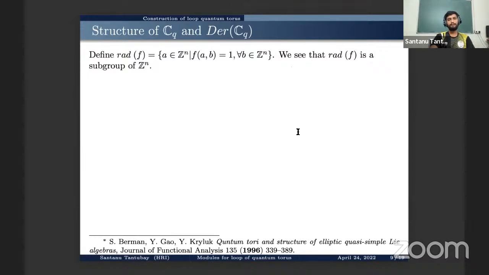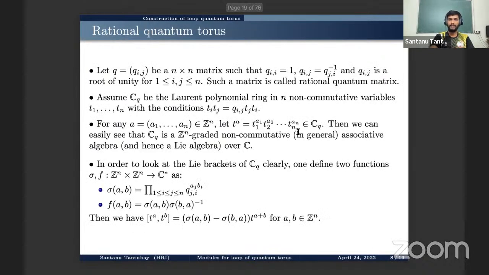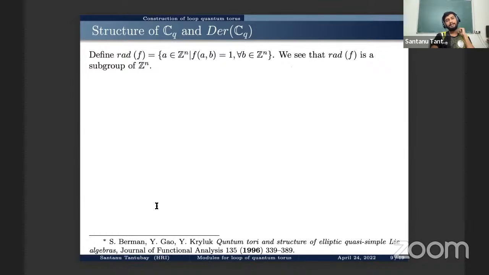Now we define a subgroup of Zn. The radical of f is the set of all points a in Zn such that f(a, b) is 1 for every point b in Zn. That means the radical of f will contain the set of all a in Zn such that sigma(a,b) is sigma(b,a), from this f(a,b) equals sigma(a,b) times sigma(b,a) inverse. Okay, and this will become a subgroup of Zn.